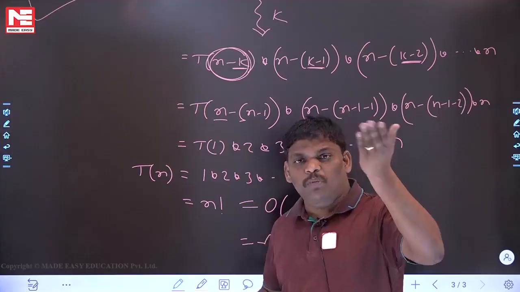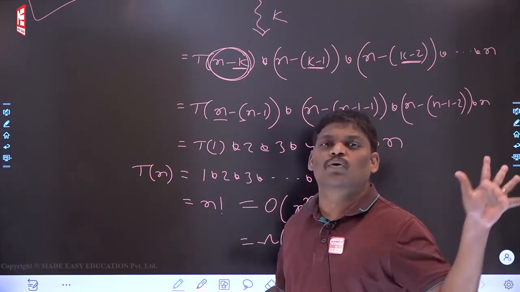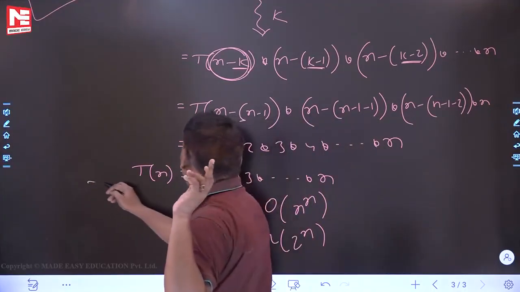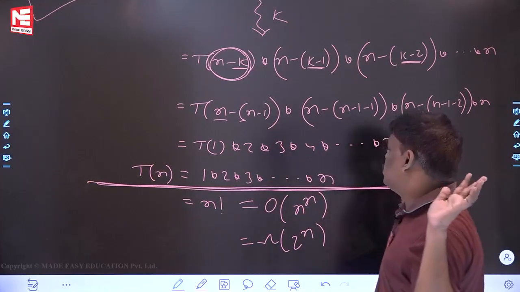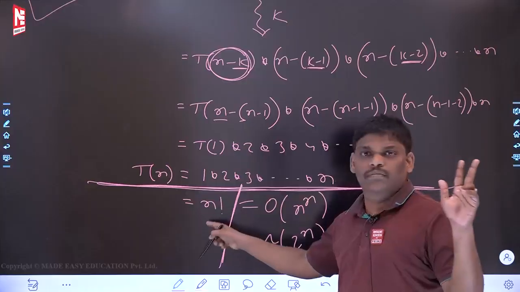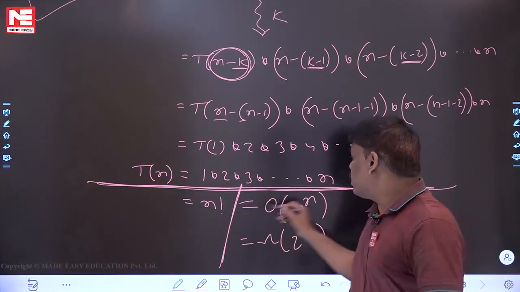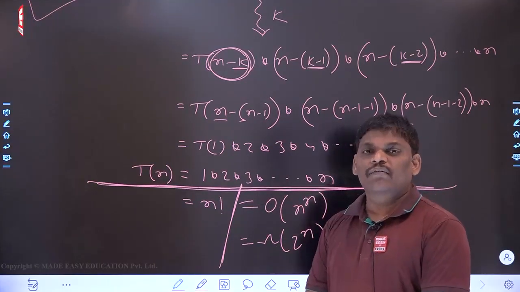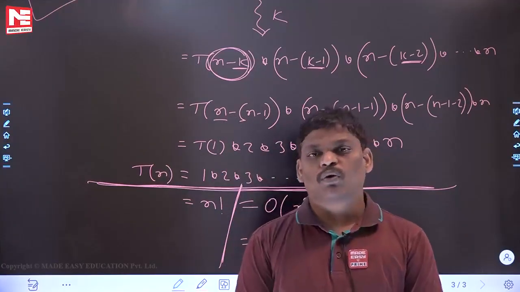When will you go for upper bound or lower bound? When the actual answer is not there. Until here, we are solving the recurrence relation. After solving the recurrence relation, you got the answer as n factorial. If n factorial is there in the option, you select it. If not, its upper bound may be there, or its lower bound may be there. Please be careful: whenever equal is not there, then go for upper bound, then go for lower bound.